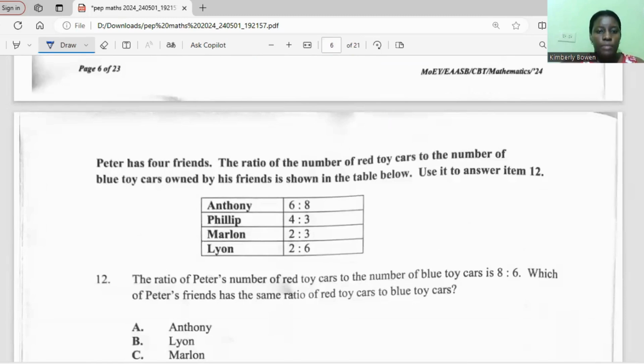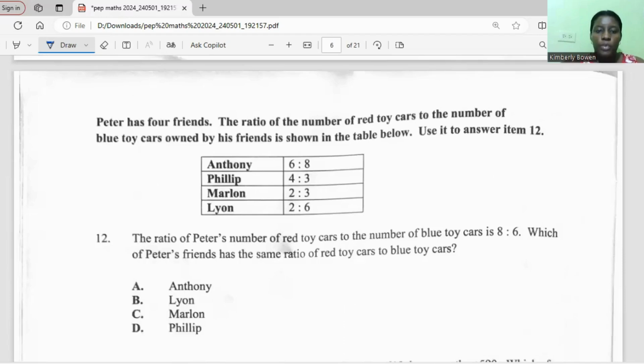All right, number 12. Peter has 4 friends. The ratio of the number of red toy cars to the number of blue toy cars owned by his friends is shown in the table below. Use it to answer item 12. The ratio of Peter's number of red cars to the number of blue cars is 8 to 6. Which of Peter's friends have the same ratio of red cars to blue cars?